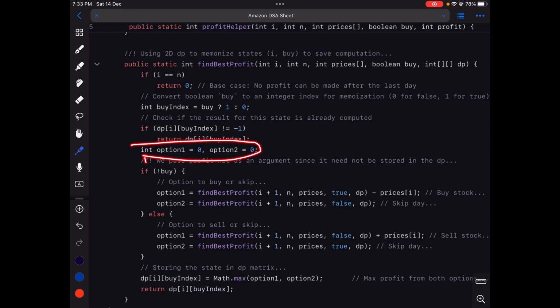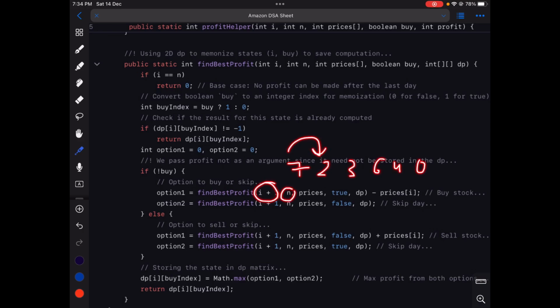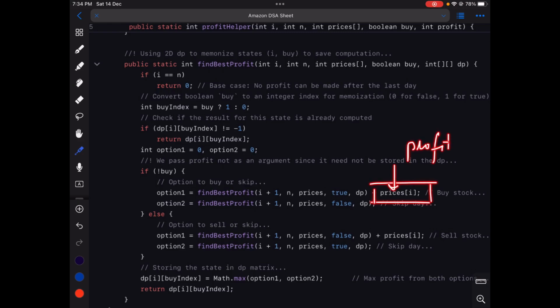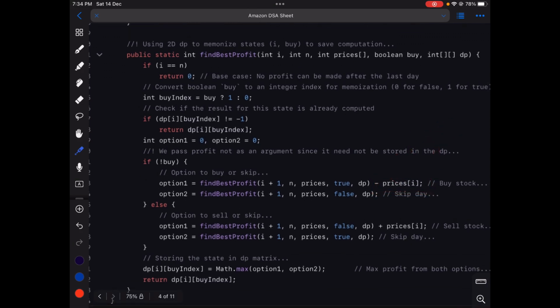Now these are the two options which you have. In the first option, you are going to the next day, updating the value of I, keeping n the same, setting buy as true. Now this means you have bought the particular stock on the ith day, and now you have moved to the next day, subtracting the value of this from the profit. And what is the second option? I am moving to the next day, keeping it as false. That means I am skipping the day.